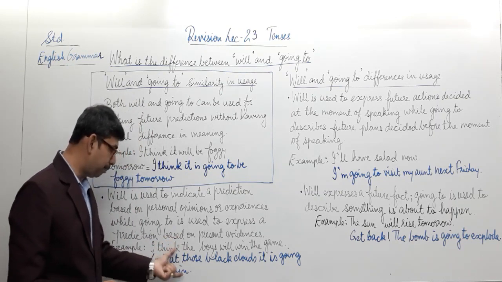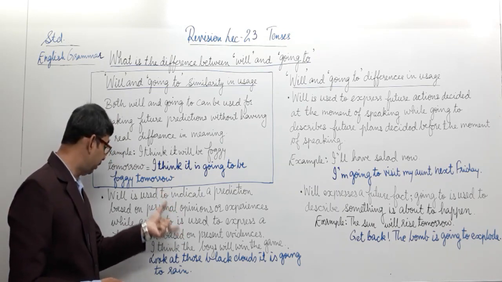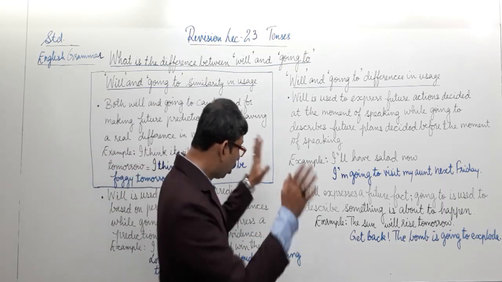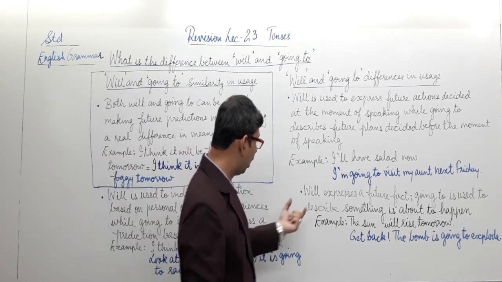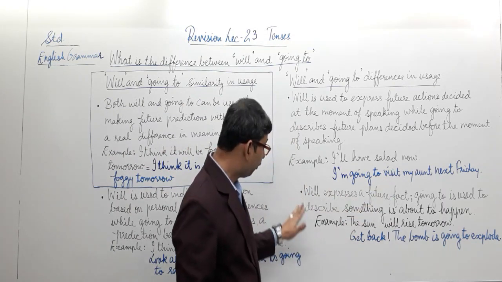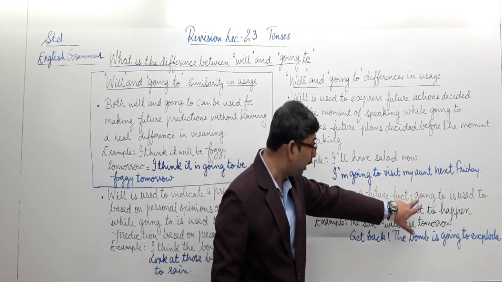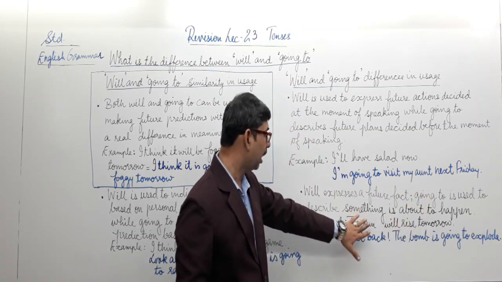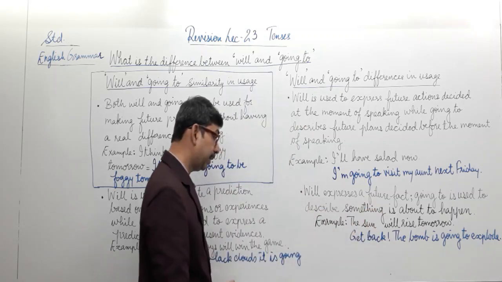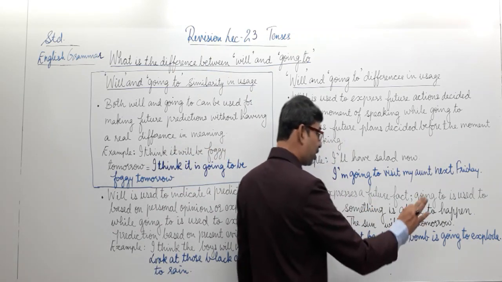So I hope two examples match to the understanding given to you in this part of the use of will and going to. Finally, to conclude these few things that we've understood, will expresses a future fact, simple as that. Will expresses a future fact, something that is factual, and going to is used to describe something is about to happen, something that is going to happen, as we said, going to rain. Well, for that also we have two examples. Have a look. The sun will rise tomorrow.